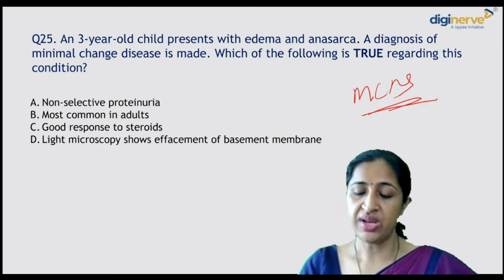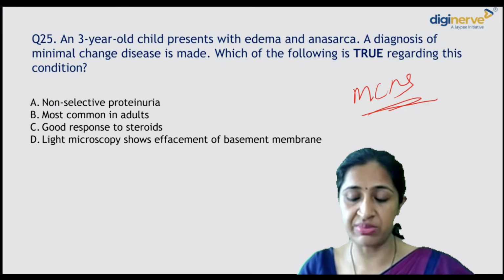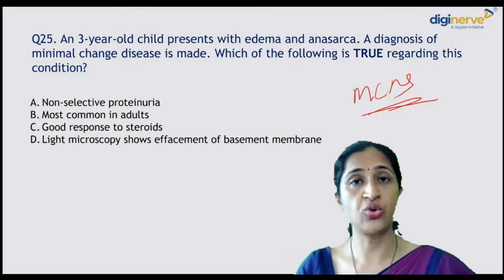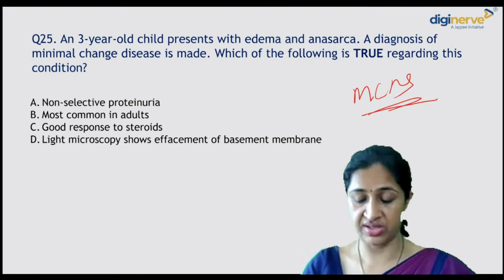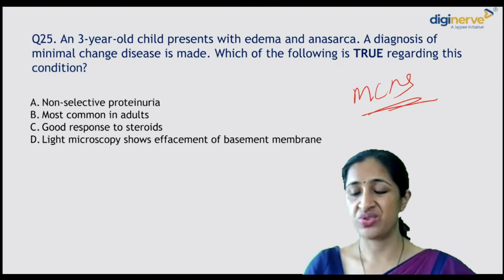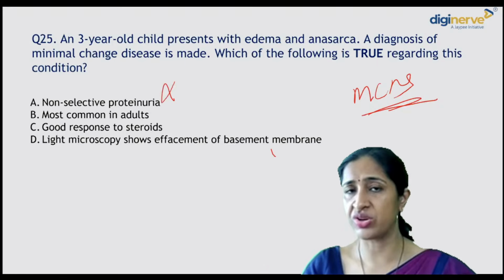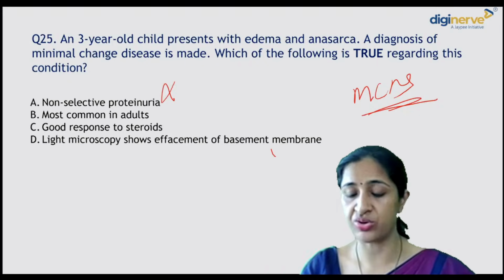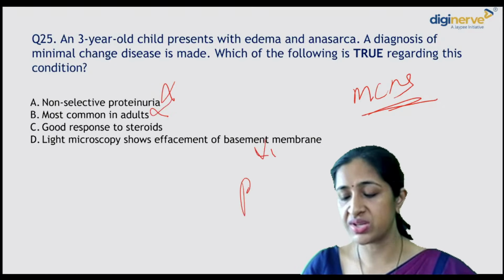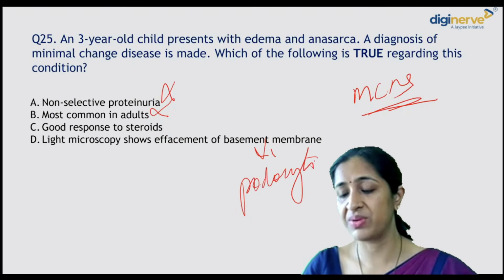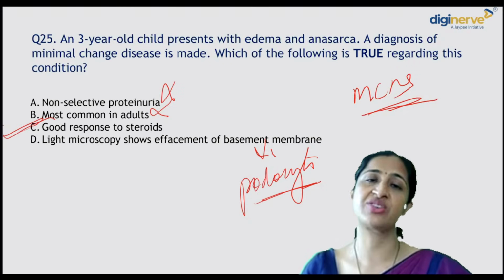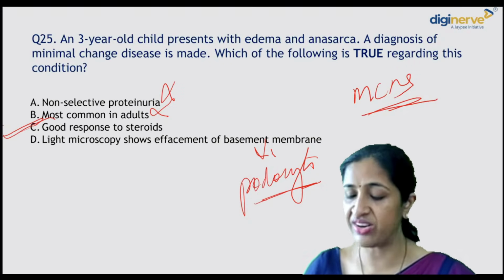Which is true? Will you have non-selective proteinuria in minimal change? Is it the most common in adults? Is there a good response to steroid in this child? Does light microscopy show effacement of basement membrane? It's not a non-selective proteinuria. The high molecular weight proteins don't go. It's a selective proteinuria. It is not most common in adults. Light microscope shows normal findings; it is the podocyte foot process effacement, so this is also wrong. But minimal change has a fantastic response to steroids. That is the drug of choice.